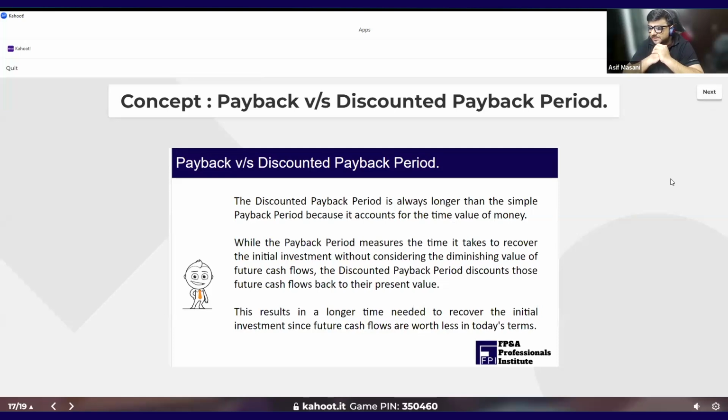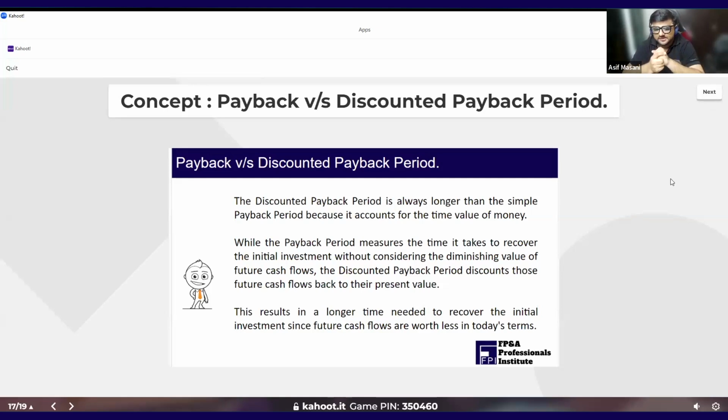Your discounted payback period is always going to be longer than your simple payback period. So you didn't have to calculate it. In the wrong option, the discounted payback period was less than the simple payback period. So your answer will always be that the discounted payback period is longer than the simple payback period.